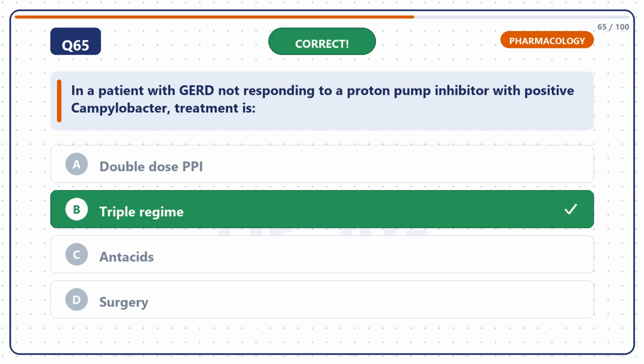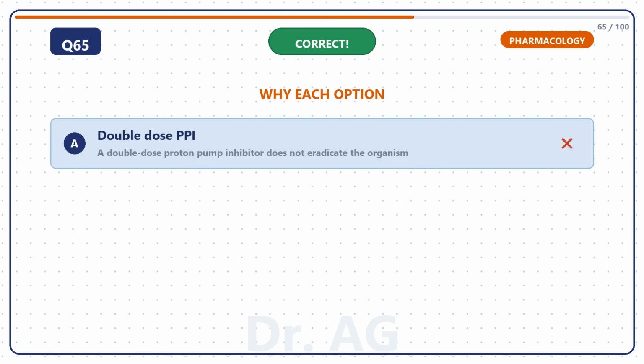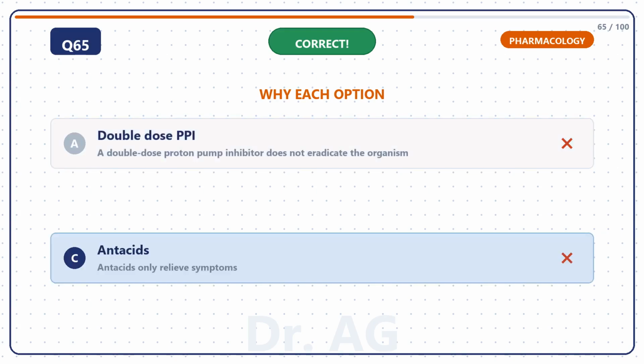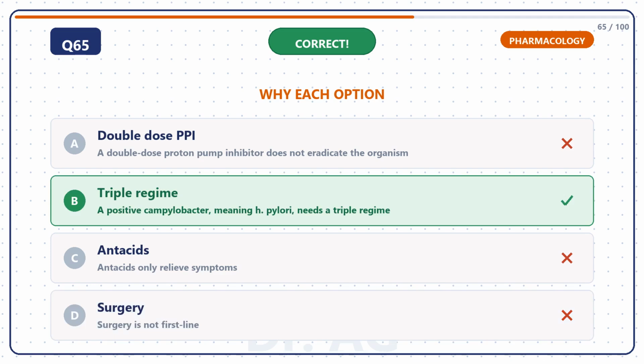The correct answer is option B, triple regime. Let's go through the options. Double dose PPI. A double dose proton pump inhibitor does not eradicate the organism. Antacids. Antacids only relieve symptoms. Surgery. Surgery is not first line. And the correct answer is triple regime.